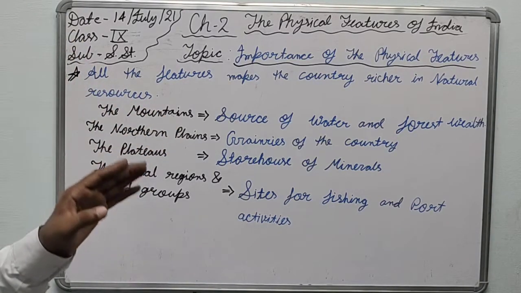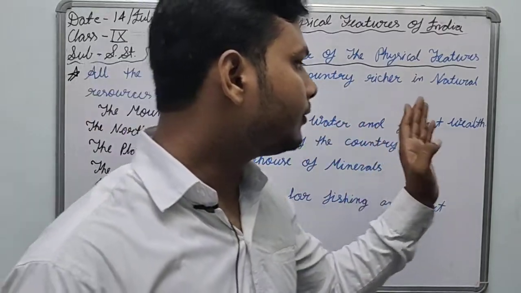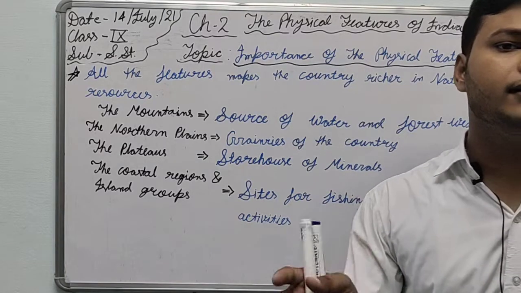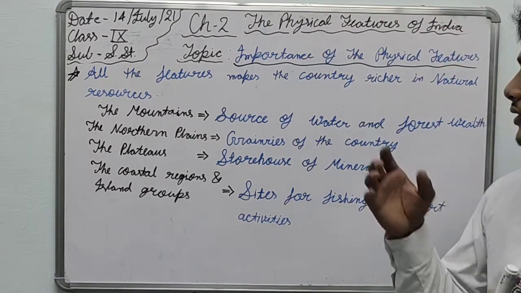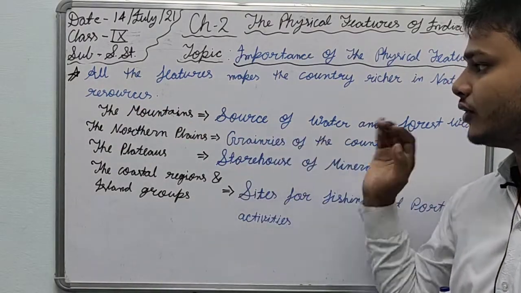The mountains, all the mountains give India water. These are the source of water and forest wealth. As you know, forests are found along rivers, on the river banks, so the more rivers there are, the more forest wealth there will be. So we can say the mountains are the source of waters.